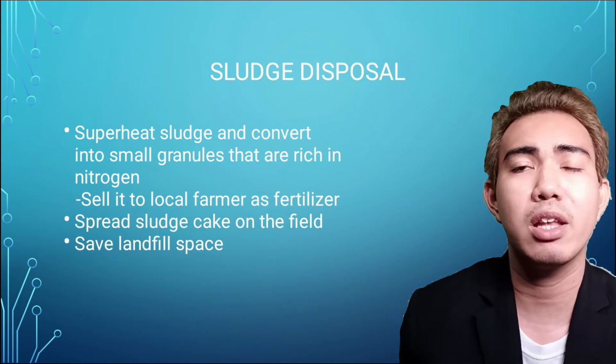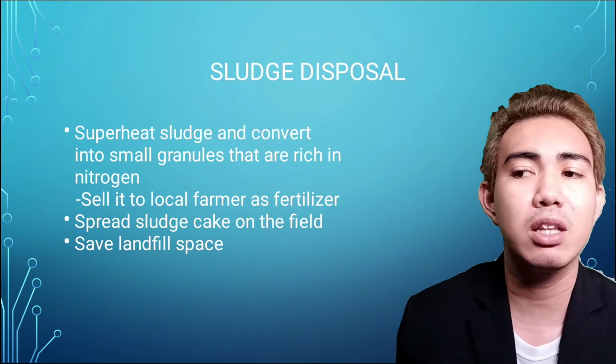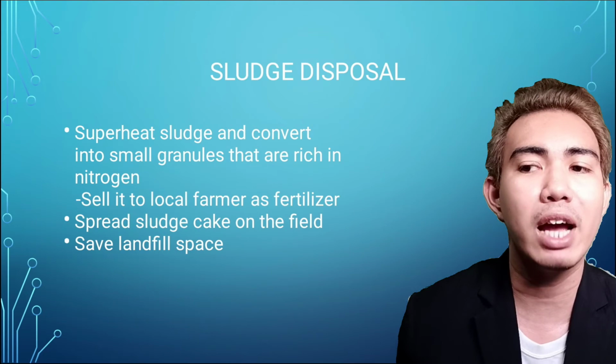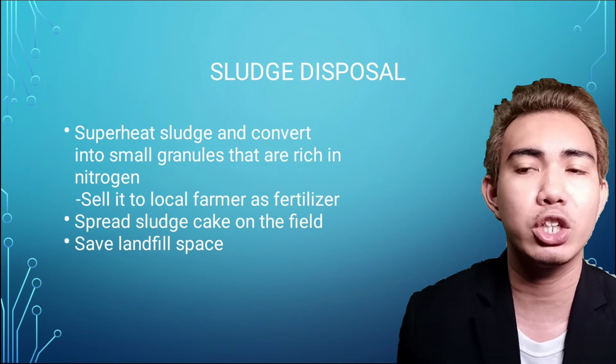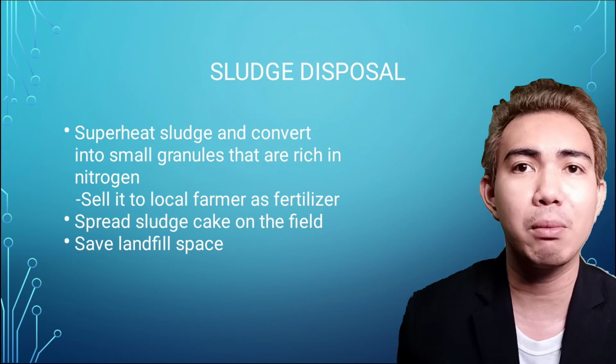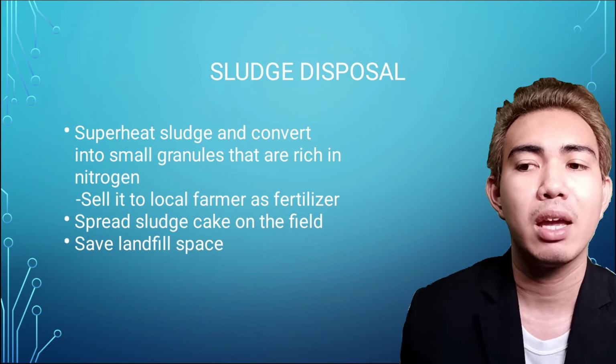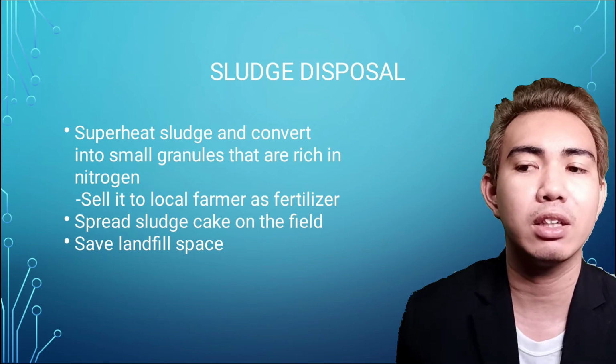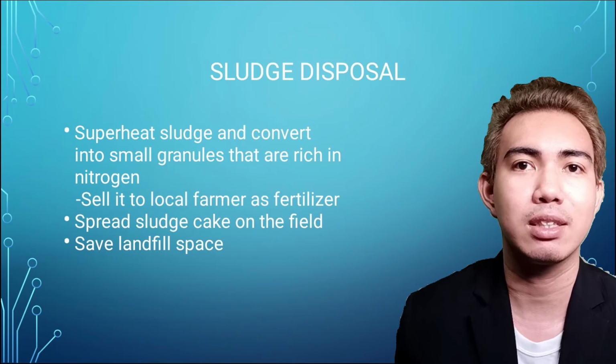Next, we have the sludge disposal. Superheat sludge and convert it into small granules that are rich in nitrogen. Sell it to local farmers as fertilizer. Spread the sludge cake on the field. Save landfill space. The last step for treated water is disinfection in effluent pumping.